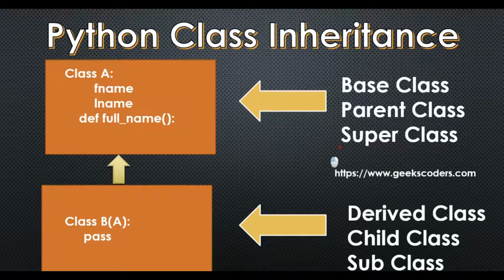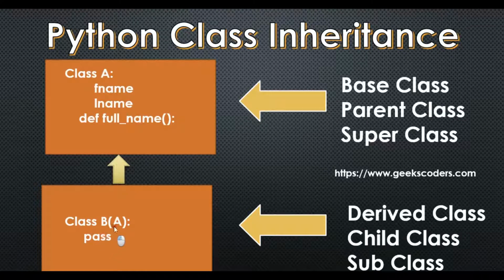Now, if you see in here, we have a class A and we have class B. In class A, I have f name and also l name. Also, I have a method, def full name, that will print the f name and also the last name. So I have another class, class B. Now this class B extends from class A. I'm not going to add anything in class B.